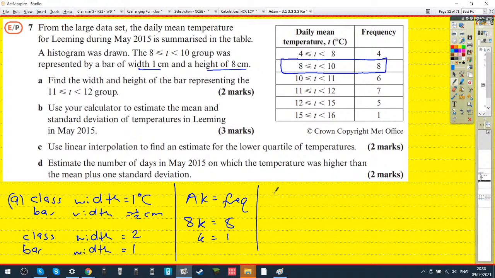Yeah. And so the height then for this other one? Would you use AK equals frequency again? Yeah, but K is 1, so it's just a frequency of 8, an area of 8. So would it be 7 divided by a half? Yep. Which is 14. So the height is 14 centimeters. Mean, standard deviation, all the stuff you've done before with these things. Yep.